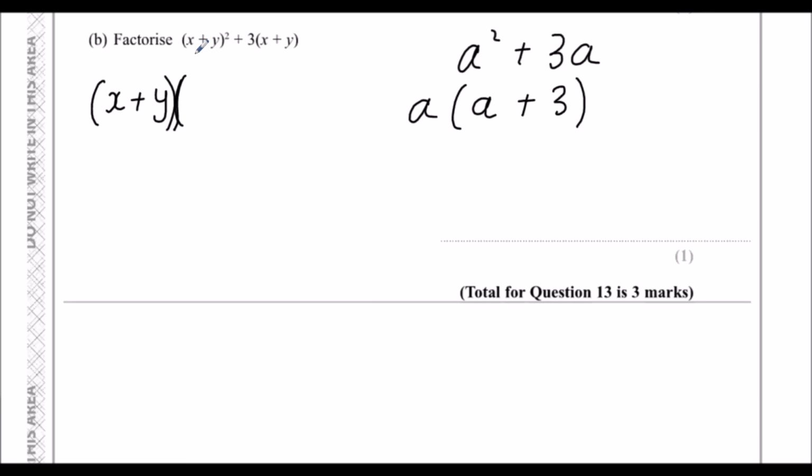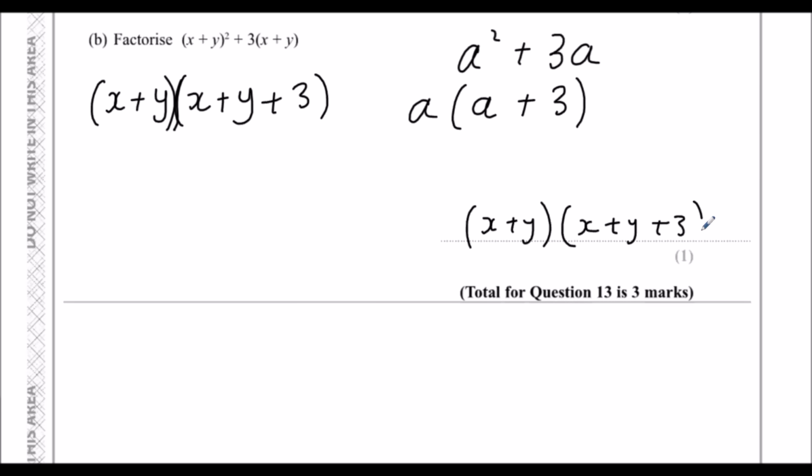X plus y times another x plus y is x plus y squared, and x plus y times 3 is 3 times x plus y. So that's our final answer. It's x plus y times x plus y plus 3.